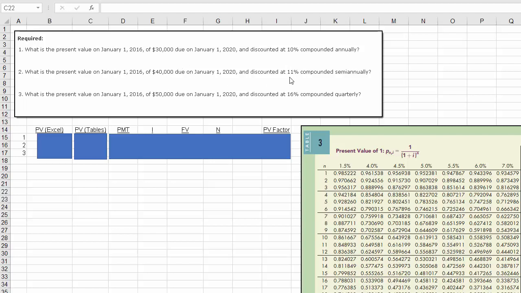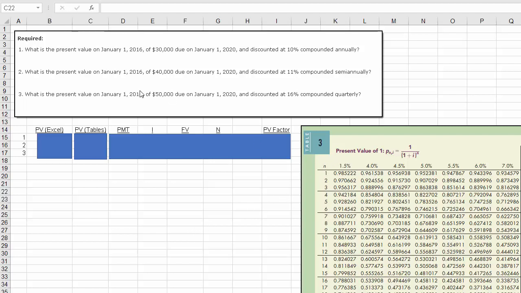The discount rate's 11% and it's compounded semi-annually. And then the third part of this same question is the amount goes to $50,000. We still have the same time period, January 1st, 2016 to January 1st, 2020, only this time it's discounted at 16% compounded quarterly. All right, now I'm going to illustrate two different ways to solve this one. First, I'll illustrate it using discount factors in a table.